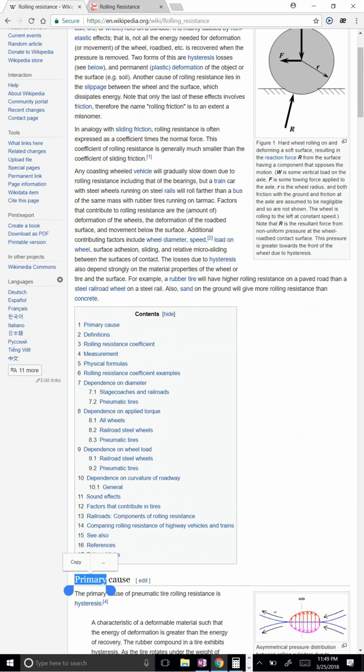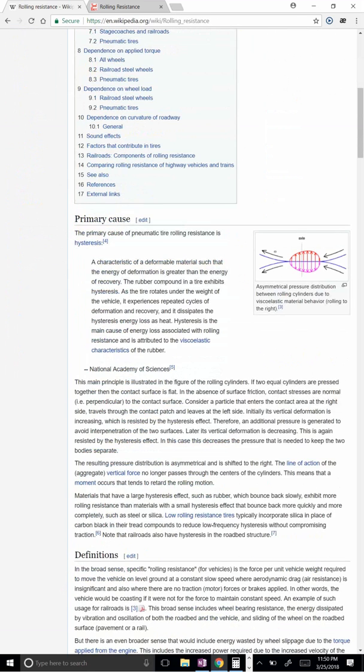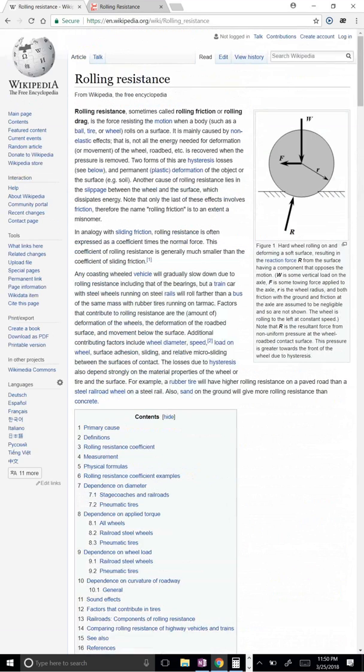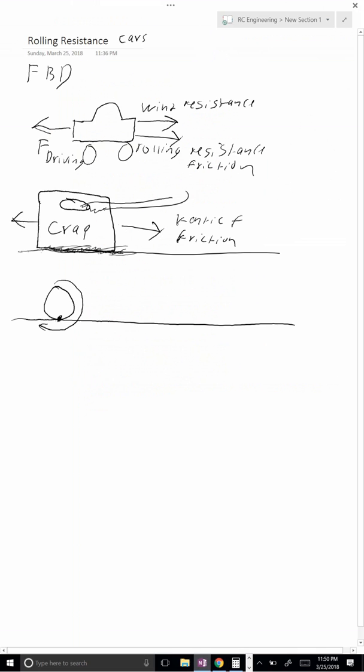Okay, additional contributing factors include wheel diameter, speed, load on wheel, surface adhesion, sliding, and relative microsliding between the contacts. So those are a few of the things. But the main thing that we're going to be looking at is the material of both objects. So you have a rubber tire. Do we have, is it like a rail on a train or something like that?